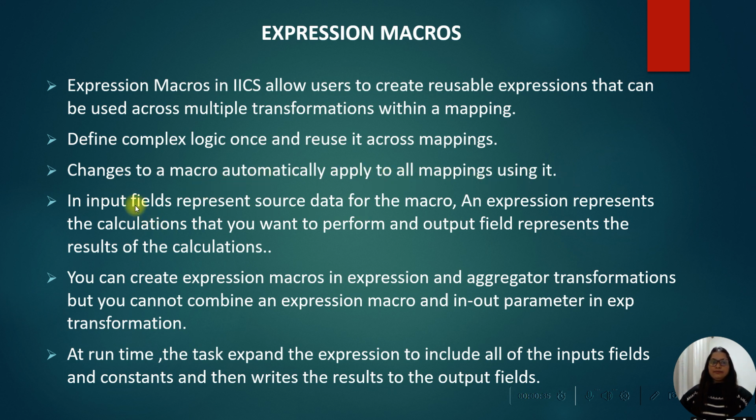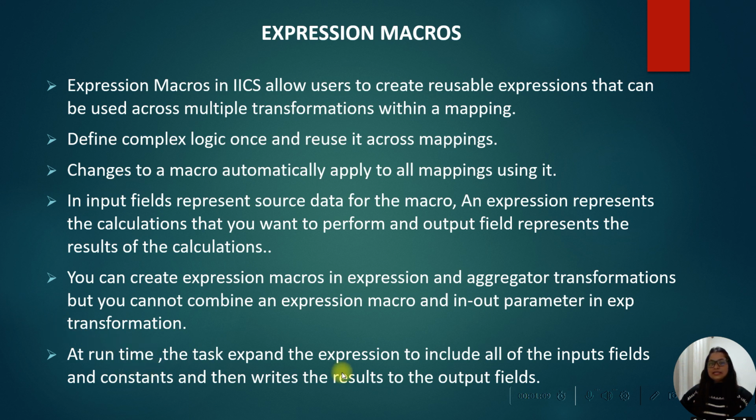There are two fields, input field and output field. The input field represents the source data for the macro, the expression represents the calculation that you want to perform, and the output field represents the result of that calculation. You can create expression macros in the expression and aggregator transformations, but you cannot combine an expression macro and an in-out parameter in an expression transformation. So guys, this will be an interview question. Just remember these things.